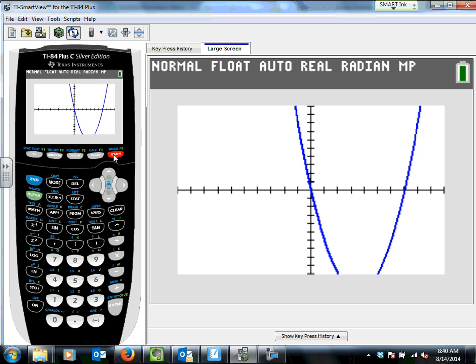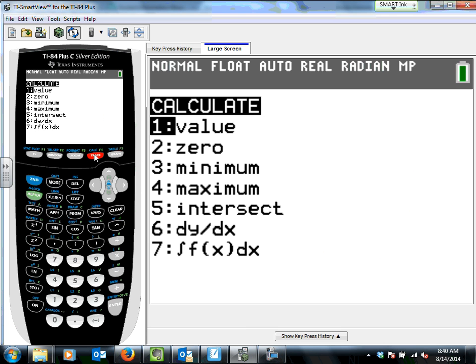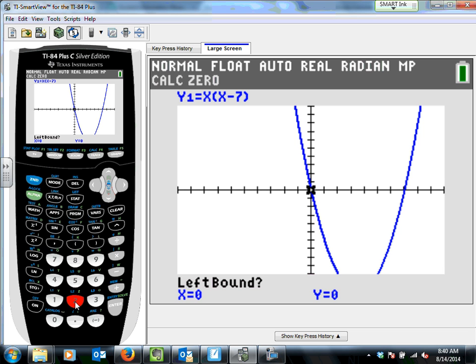Nice, pretty parabola. If you have the colored version, all that's really different is each graph is going to be a different color. It's not a big deal if you don't have that. Now, if you want to find a zero, there's a button next to graph that says trace, and above it, it says calc. Press second and then that trace button, and you get to the calculate menu. We want to calculate a zero, so you can either arrow down and press enter, or just press 2.